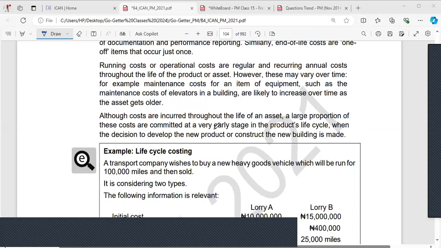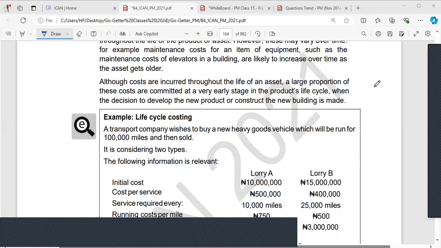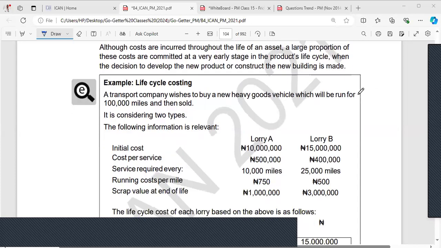All right, so although costs are incurred through the life of an asset, a large portion of these costs are committed very early in the stage of the product cycle, when the decision to develop the new product or construct the new building is being made. Like we said in target costing, in the design stage, you see that a lot of cost is being incurred at the early part.